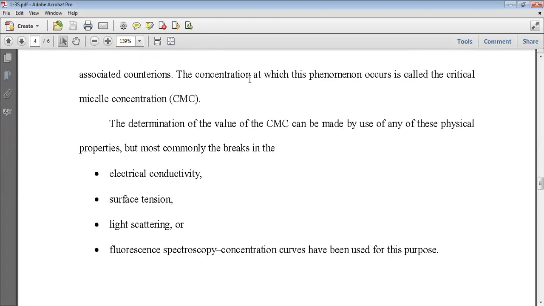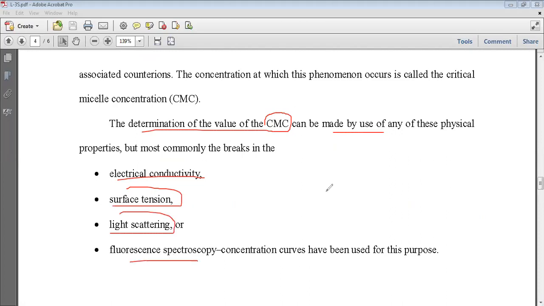Okay, so the determination of the value of CMC, that is critical micelle concentration, can be made by using a conductometer, by surface tensiometer, and by light scattering or fluorescence spectroscopy. Or also from UV-visible, when we add a probe, that means a dye, into the aqueous solution of surfactant, we can find the CMC. So these are different techniques through which we can find the CMC of a particular surfactant.